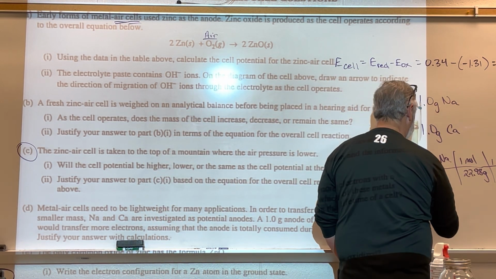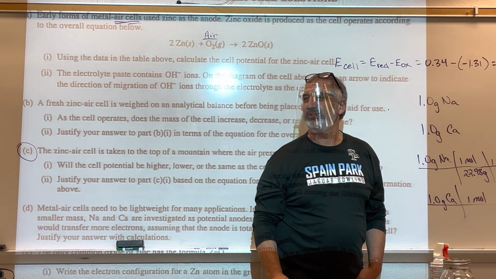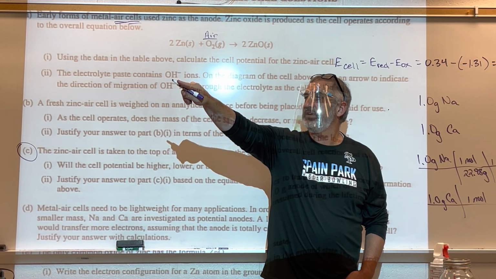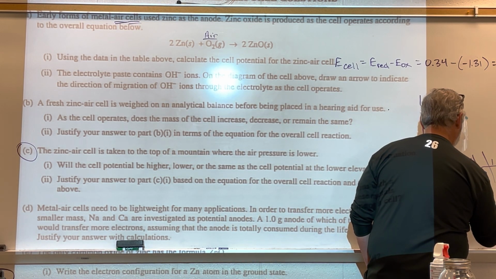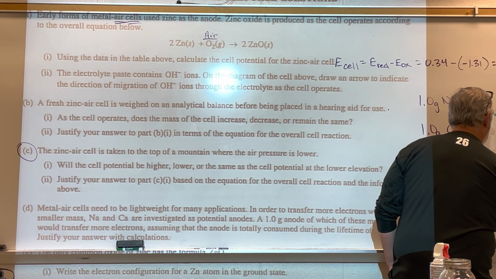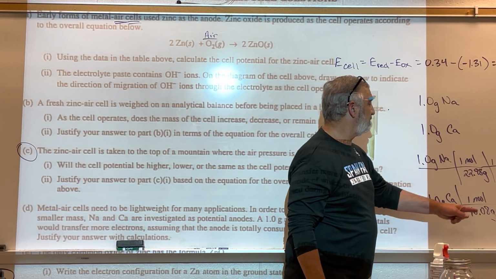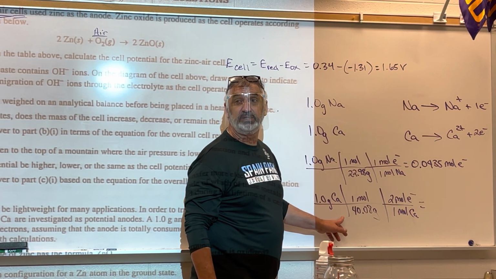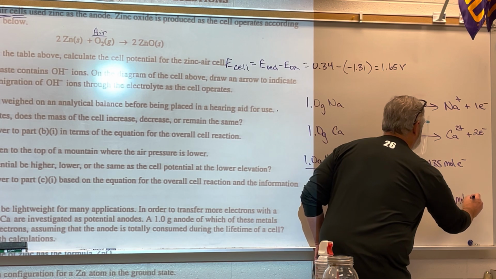But calcium, 1 gram of calcium times 1 mole over 40.08, look right up there, number 20, 40.08. But this one is 2 moles of electrons for every 1 mole of Ca. Now you can see that we're multiplying by 2, but 40 isn't quite double this. So this number is going to come out bigger. 0.0499 moles of electrons.